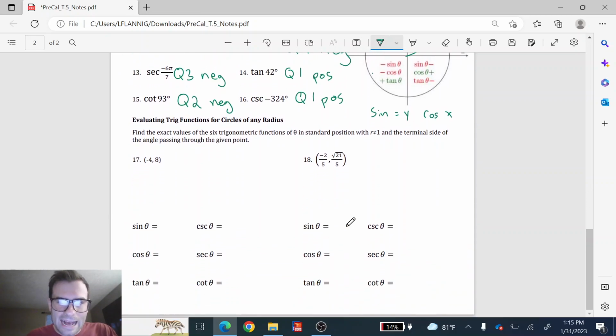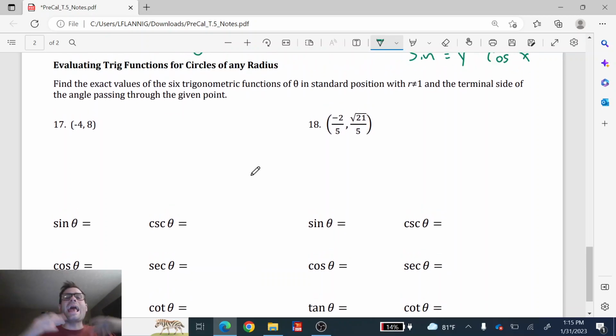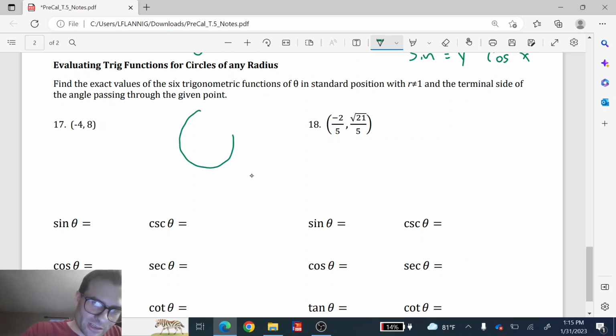All right, this is the last section. Evaluating trig functions with circles of any radius. So far, all of our radii have been 1, which has made our life a little bit easier because the hypotenuse is 1 every single time. It might not always be the case. For the unit circle it is, because the radius is just 1.